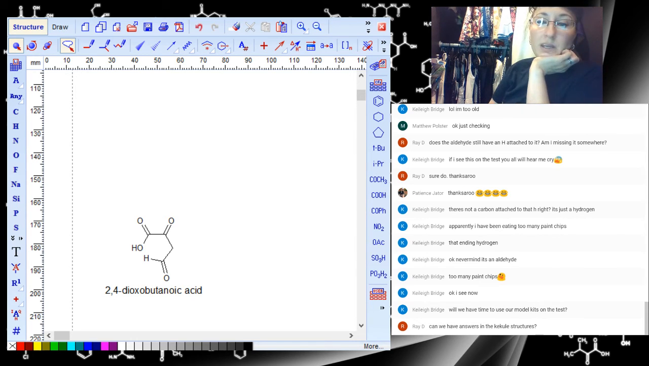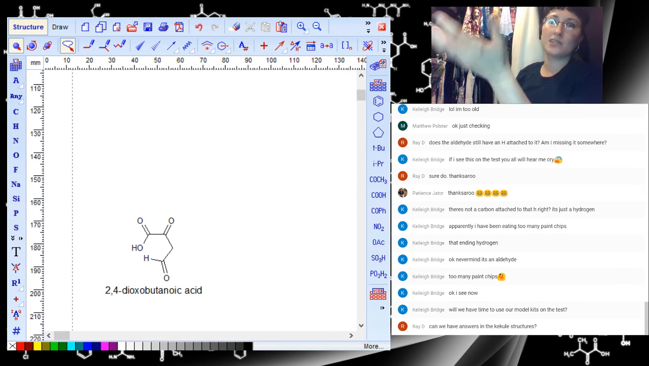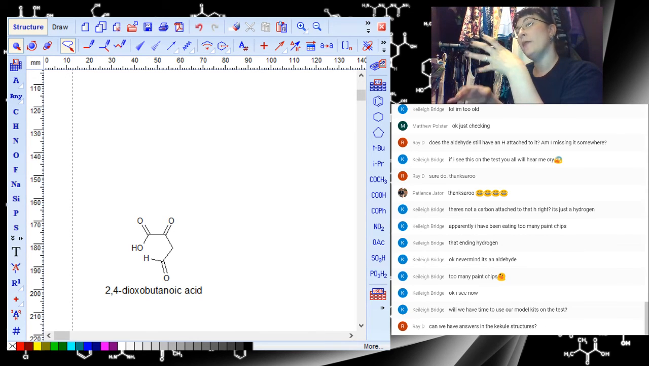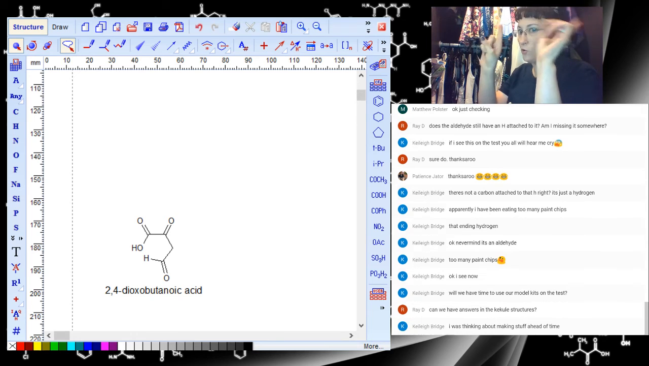As far as the model kits, some people like to come into the class with something that's chiral already made so that they don't have to work on that. I think the E and Z is pretty easy to see without a model kit. The cis and trans are obviously easy to see without a model kit because it's either pointing up and down or in the same direction.